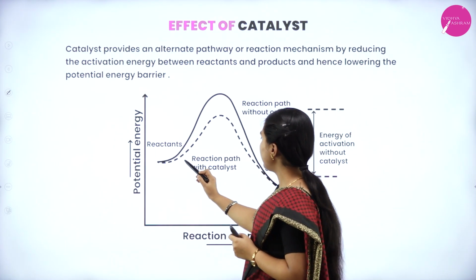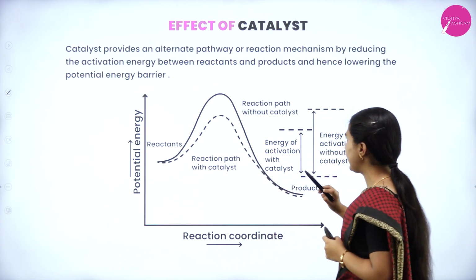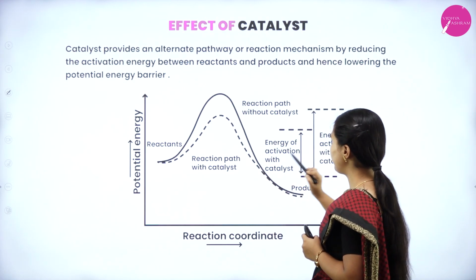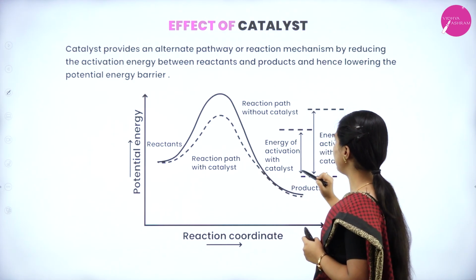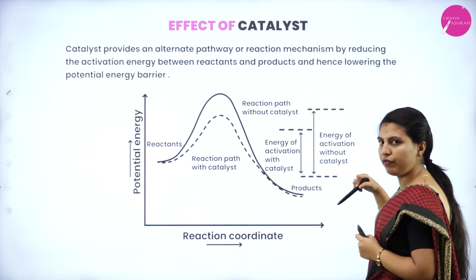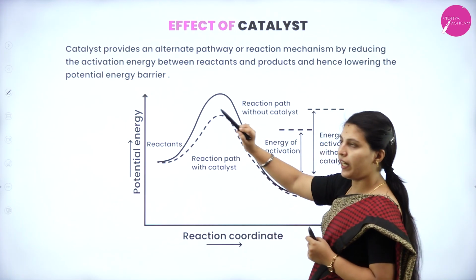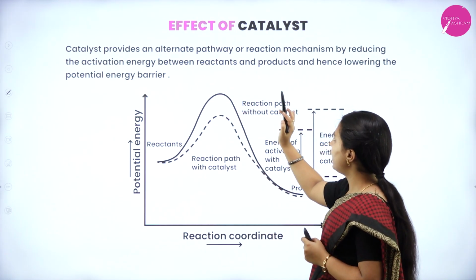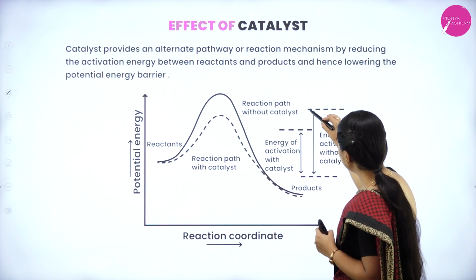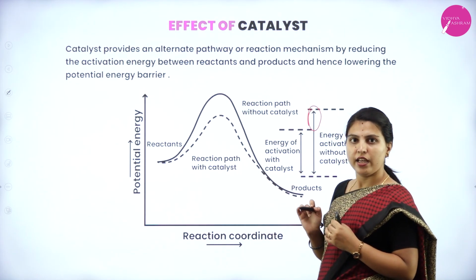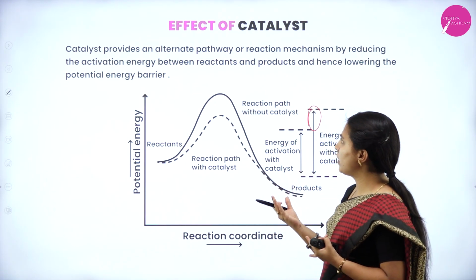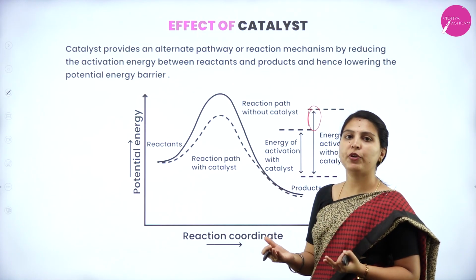See here, reactants, it will form a reactant path with catalyst and a reactant path without catalyst. You can also see here the activation energy with catalyst and the energy of activation without catalyst. With catalyst the energy will be less; without catalyst more energy of activation will be needed. That's why they are saying a catalyst provides an alternate pathway or reaction mechanism by reducing the activation energy. Here without catalyst, more activation energy is needed. But if you use a catalyst, less time and less activation energy will be used.